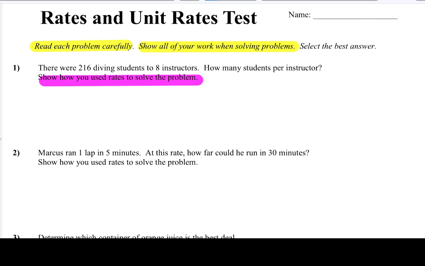Question 2. Marcus ran 1 lap in 5 minutes. At this rate, how far could he run in 30 minutes? Show how you use rates to solve the problem. Marcus ran 1 lap in 5 minutes. At this rate, how far could he run in 30 minutes? Show how you use rates to solve the problem.